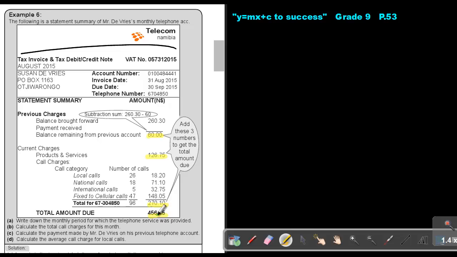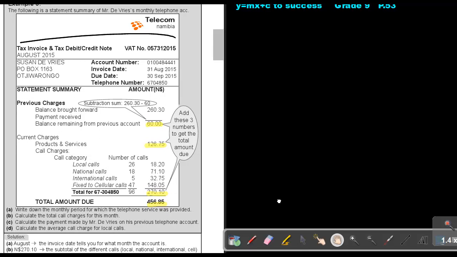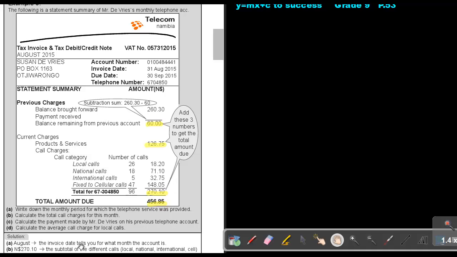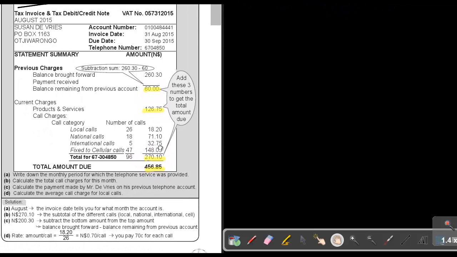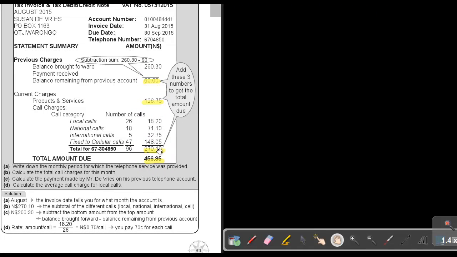Now they are saying, write down the monthly period for which this telephone service was provided. It was in August. The invoice date tells you what month the account is. So there it stands, August. Calculate the total call charges for this month. So it's that 270.10. If you add up this, it's this one.